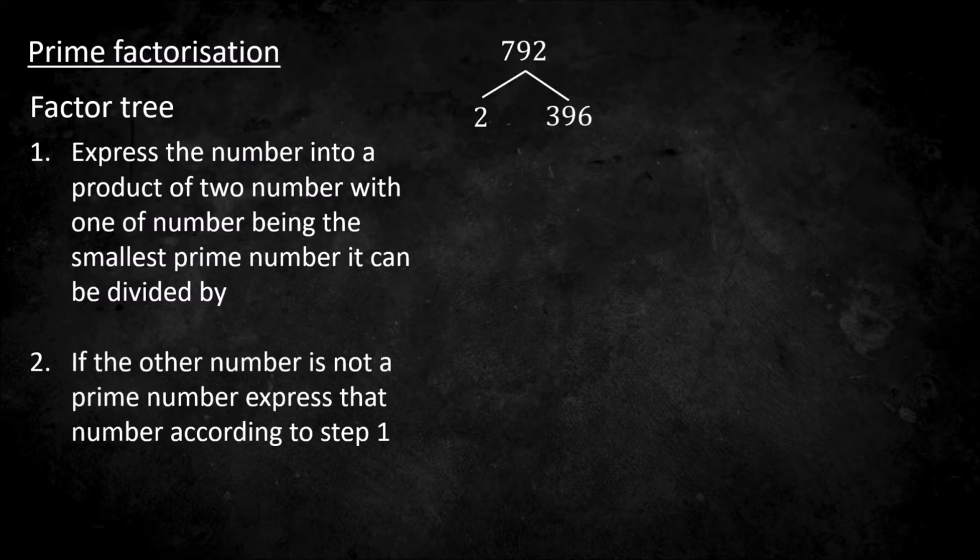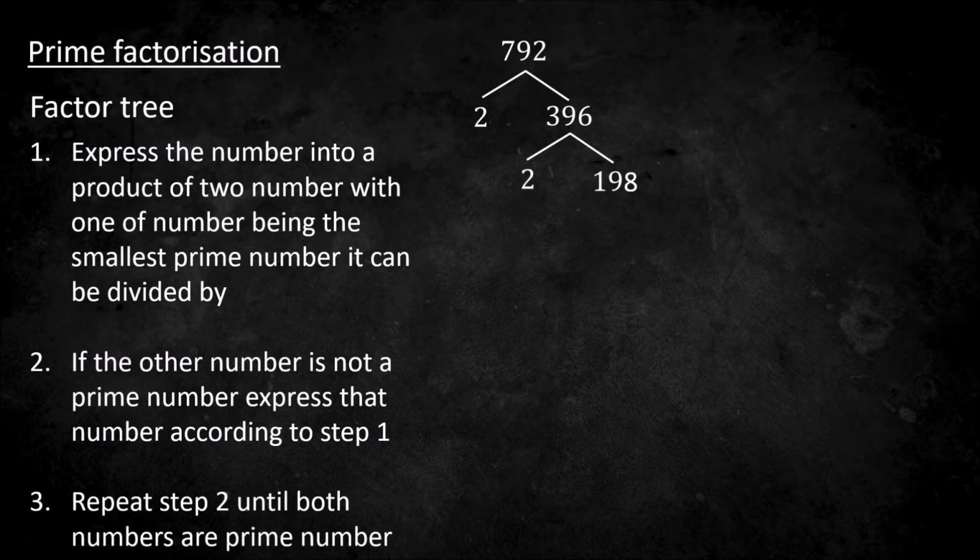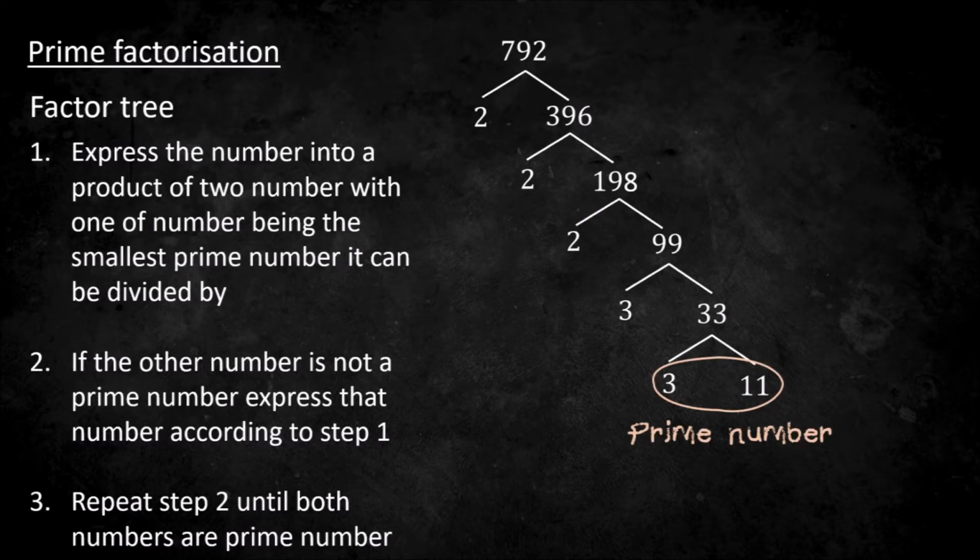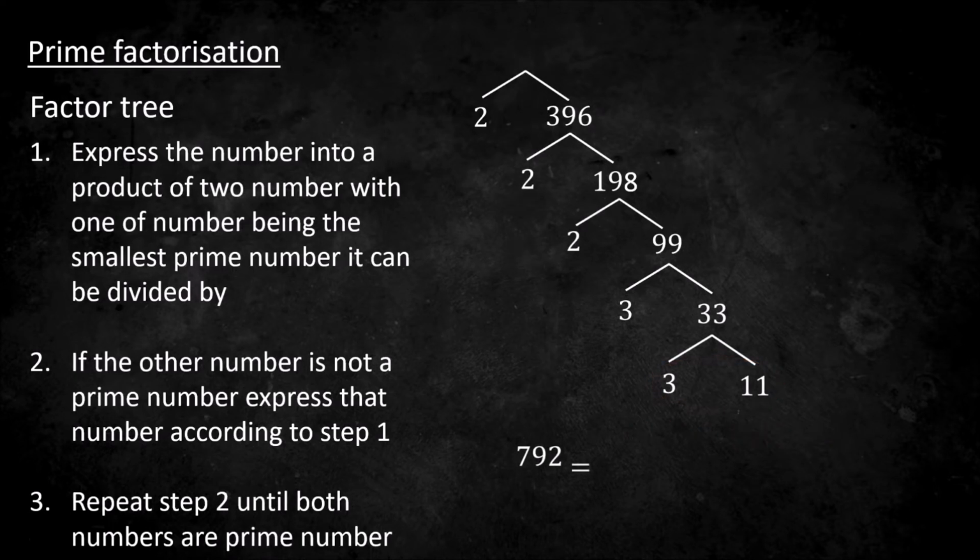If the other number is not a prime number, repeat step 1 and split that number. We split 396 into 2 and 198. Repeat step 2 until both numbers are prime numbers. All the prime numbers are the prime factors.